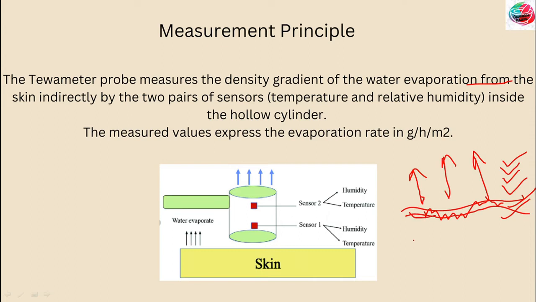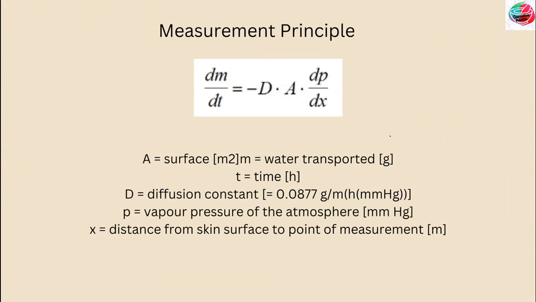The probe measures the density gradient of the water evaporation from the skin indirectly by two pairs of sensors, temperature and relative humidity, inside the hollow cylinder. This is an open chamber measurement. This method is the only access to transepidermal water loss continuously without influencing its microenvironment. Here is the formula on which this instrument works.